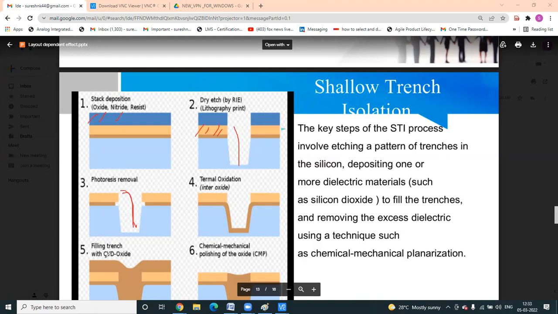Then you are filling the trench with CVD, chemical vapor deposition. CMP also I will tell. After that, some polishing will be there. You are removing like this. After doing polishing, chemical mechanical polishing, chemical vapor deposition, because this is in liquid form.